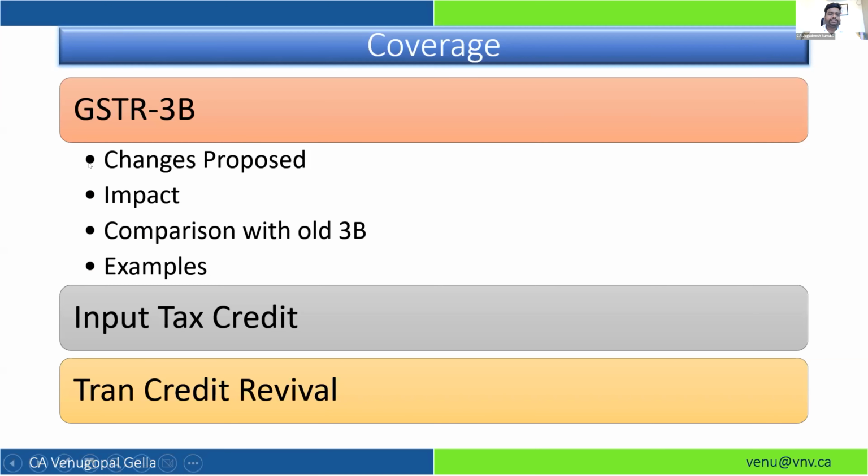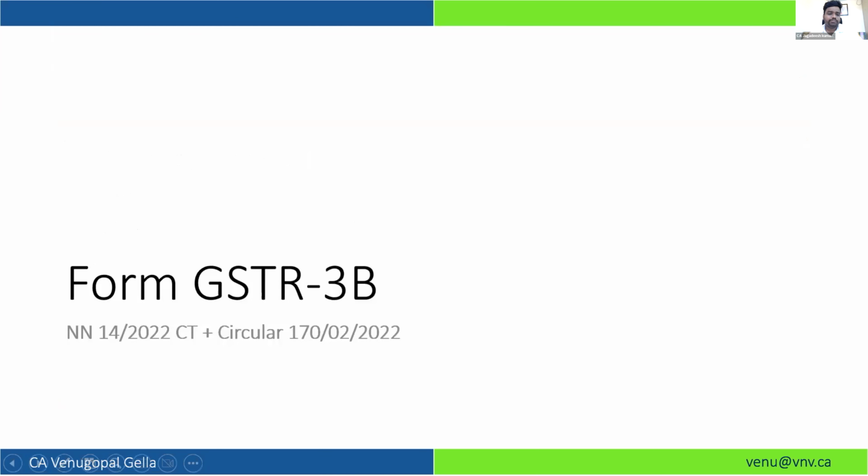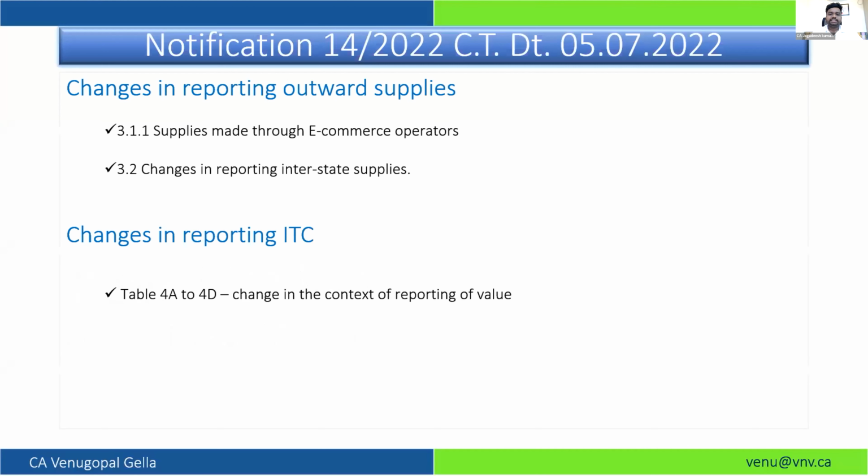The coverage of today's session is on changes in GSTR 3B. I will take you through the recent changes in preparation and filing of GSTR 3B and its impact, comparing the new 3B with the old 3B. At the end, I will take some examples and give some clarifications. Input tax credit and transitional credit will be taken up by my colleague Ashika ma'am, and the tech part will be taken up by Venu sir. First, we'll see what the changes are with respect to GSTR 3B: the reporting of outward supplies, and then we will move on to the next part, the ITC part.